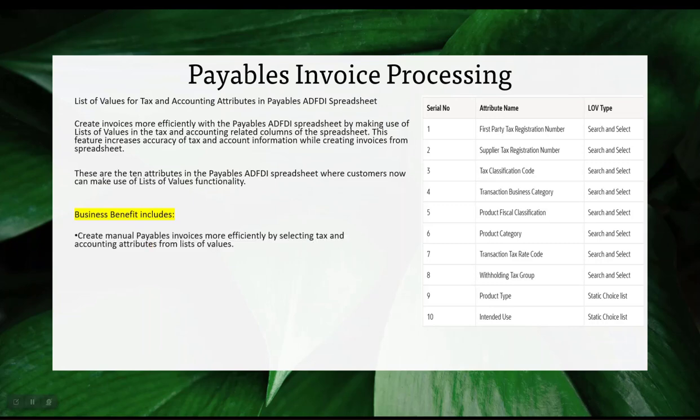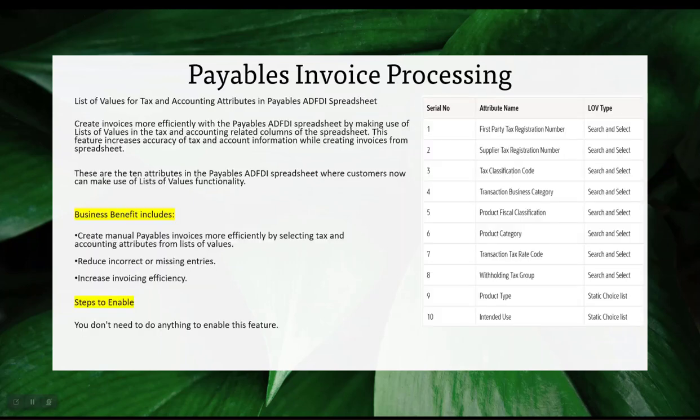Business benefits: create manual payables invoices more efficiently by selecting the tax accounting attribute from the LOV, list of values. Reduce incorrect or missing entries. Increase invoicing efficiency, because before I would copy the name, or the wrong name, or the tax classification code would be wrong, and now it's a list of values. Steps to enable: you don't need to do anything to enable this feature.